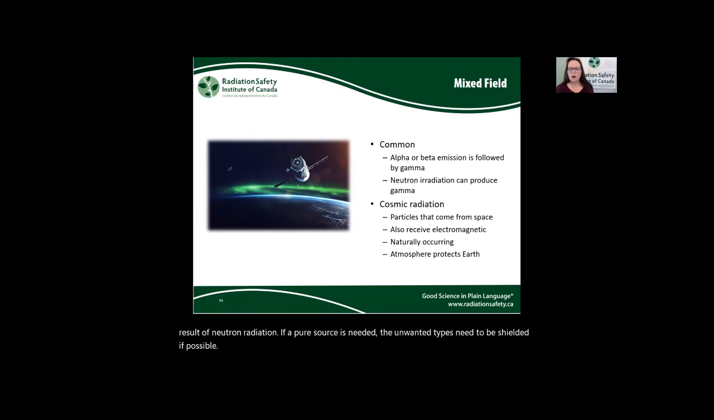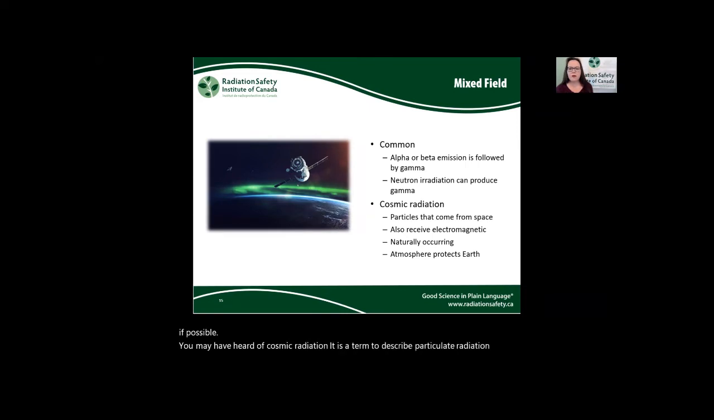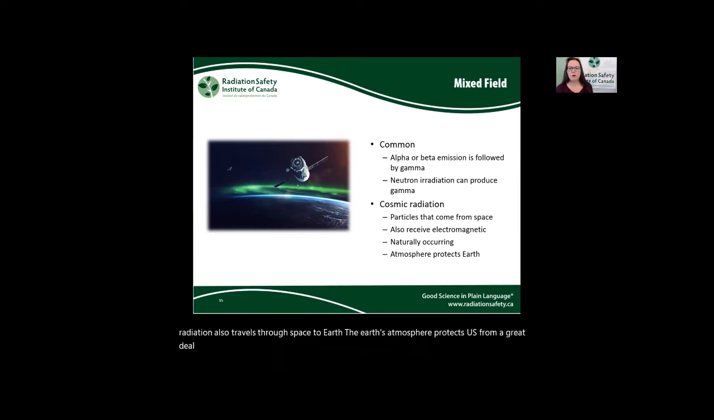You may have heard of cosmic radiation. It is a term to describe particulate radiation that reaches the Earth from space. It is a mix of different subatomic particles. Electromagnetic radiation also travels through space to Earth. The Earth's atmosphere protects us from a great deal of radiation that comes from space, but not all. If it did, we wouldn't be able to see anything in space, among other concerns.